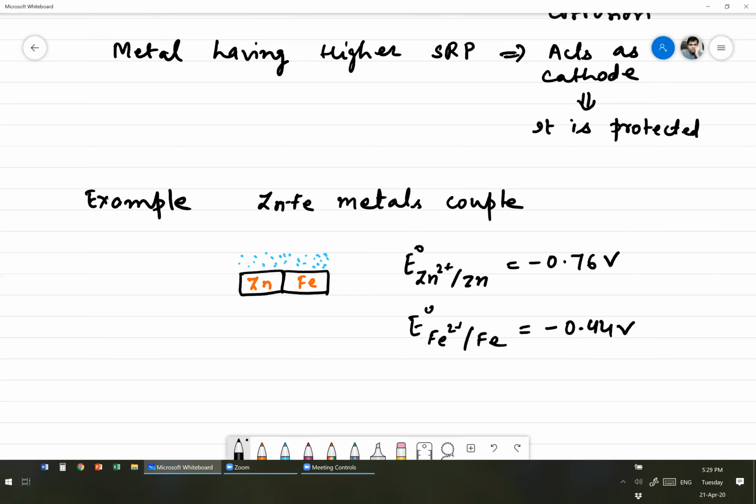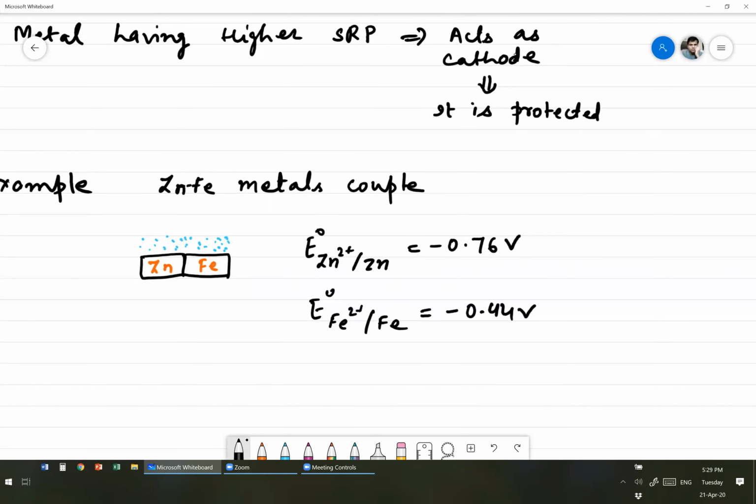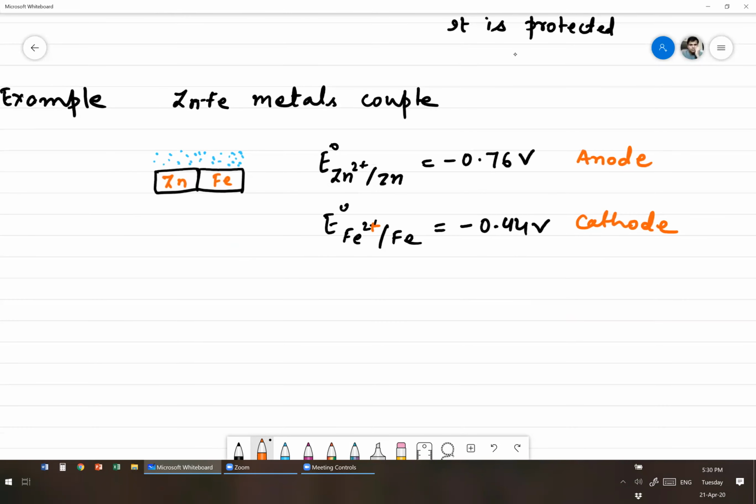So in this case, the zinc metal acts as anode and undergoes corrosion. What does it mean? It means that zinc metal gets corroded when it is in contact with the iron metal. And here iron metal acts as cathode, and it gets protected. Nothing happens to iron metal. So what type of reaction can we write here?